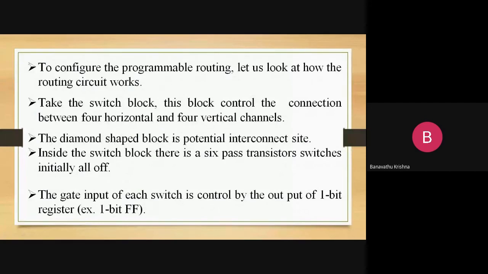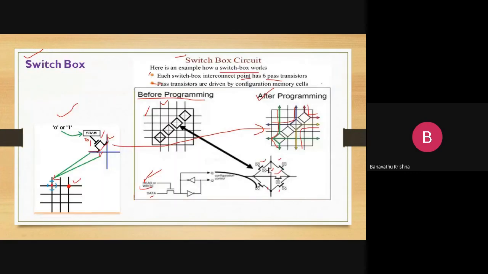So let us see the points here. To configure the programmable routing, let us look at how the routing circuit works, right? And the next point is the switch block. This block controls the connections between 4 horizontal and 4 vertical lines. Okay, so here the 4 vertical lines and 4 horizontal lines. So the switch box is going to control the connection between these 4 horizontal and 4 vertical lines. Okay, so how is it going to control that?